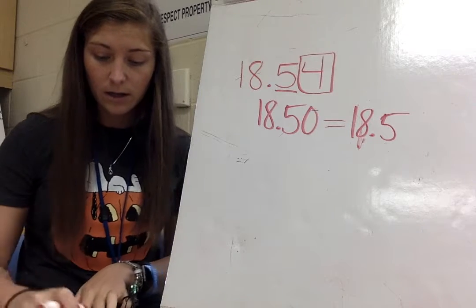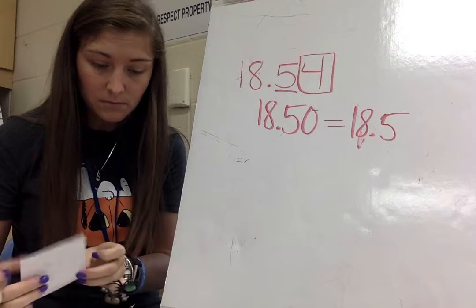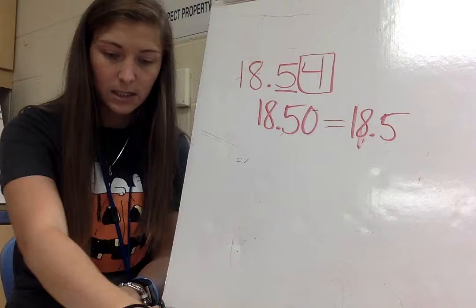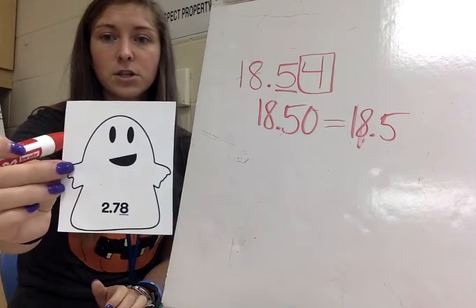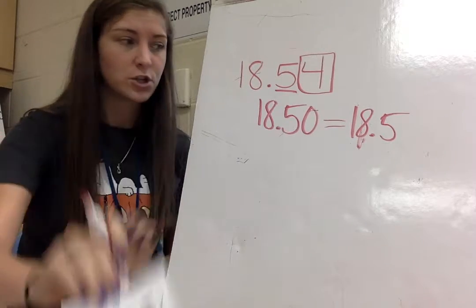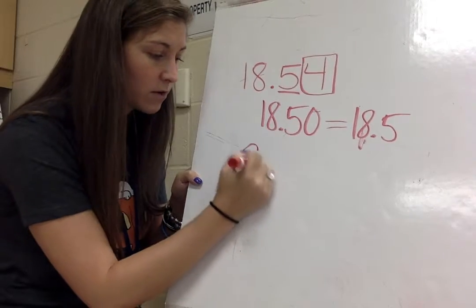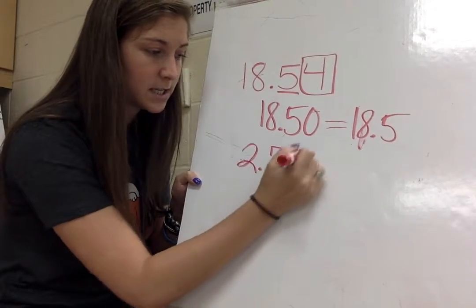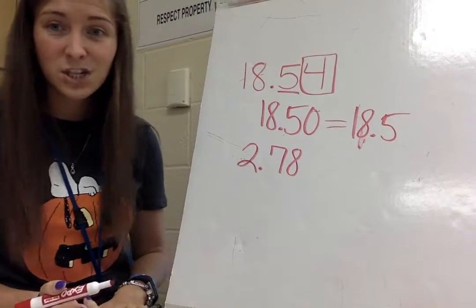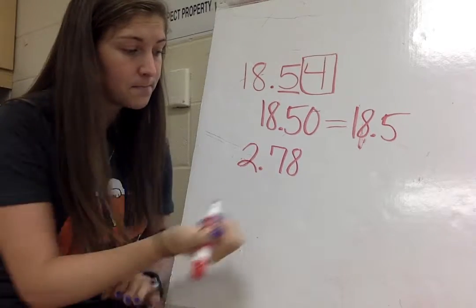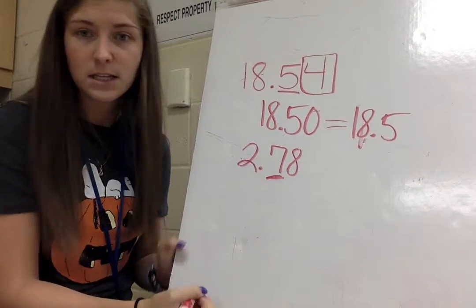Now, if I want to look at another one, let's look at this one. So this one is 2 and 78 hundredths. Same thing, we're going to round this one to the tenths place as well. So what digit is in the tenths place for this number? Well, the 7 is in the tenths place.